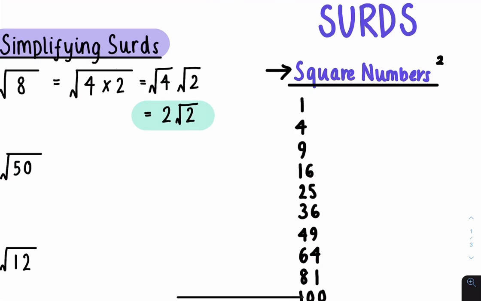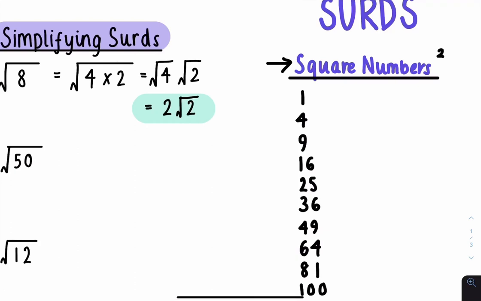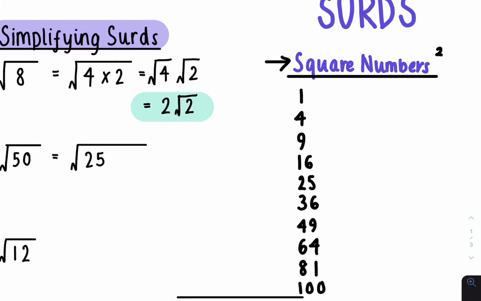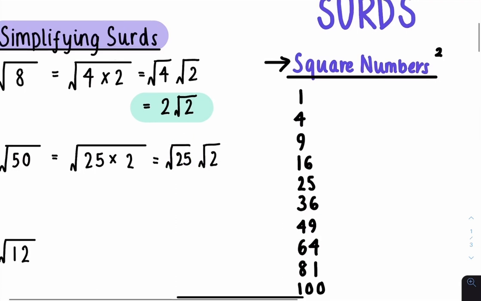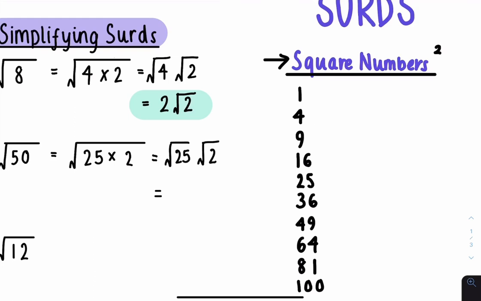Let's go to the next example. Here we have root 50. So the largest factor of 50 that is also a square number would be 25. And 25 times 2 gives you 50. So you rewrite this as root 25 times 2. You then split it by writing it as root 25 root 2. And we know, like before, that root 25 will give you a whole number, which will be 5, because square root 25 is 5. So your final answer is 5 root 2.